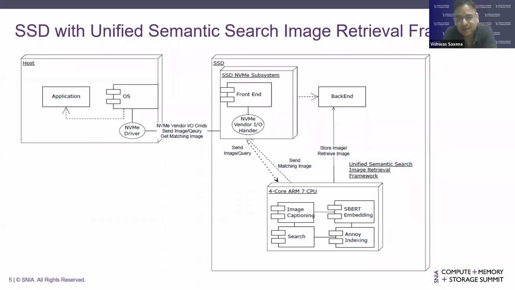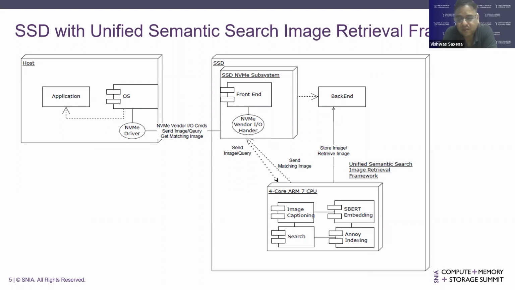And on the SSD, we have two subsystems mainly. One is the NVMe subsystem, which is going to have one NVMe vendor-specific I/O handler, which will fetch the NVMe vendor-specific commands coming from the application for image upload and user queries, and it's going to redirect the image and query parts to a separate quad-core ARM CPU. So that's the new thing that is going to do the machine learning part.